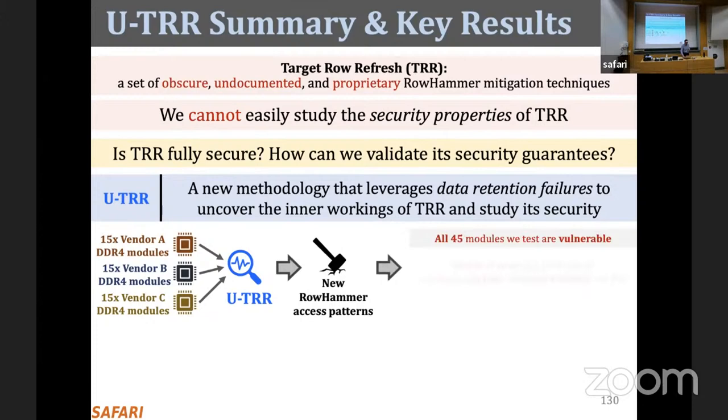Using this methodology, we show that all 45 modules we test are vulnerable. And more than 99.9% of the rows in a DRAM bank experience at least one RowHammer bit flip. That's a lot.